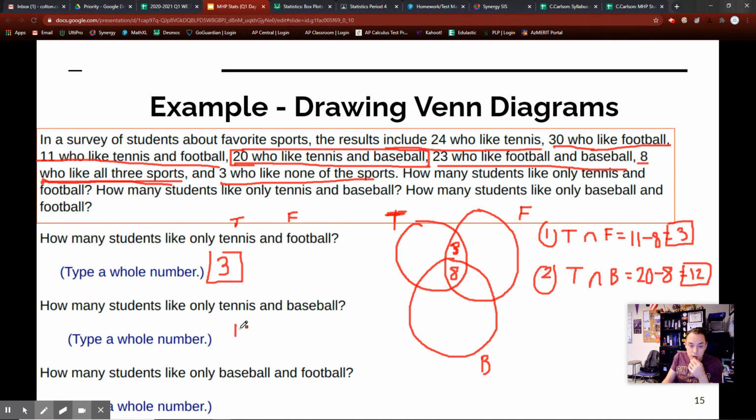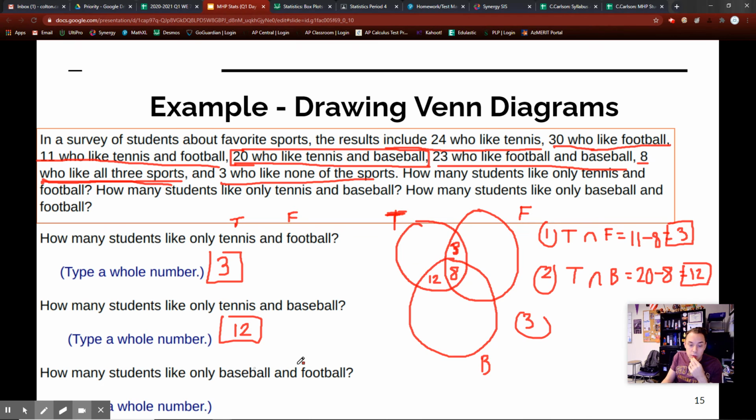Okay, so that means 12 is my answer, and I can put 12 right here. And now together in this whole section here, tennis and baseball is 20, yes, but those who only like tennis and baseball is 12. And that's the key part here.